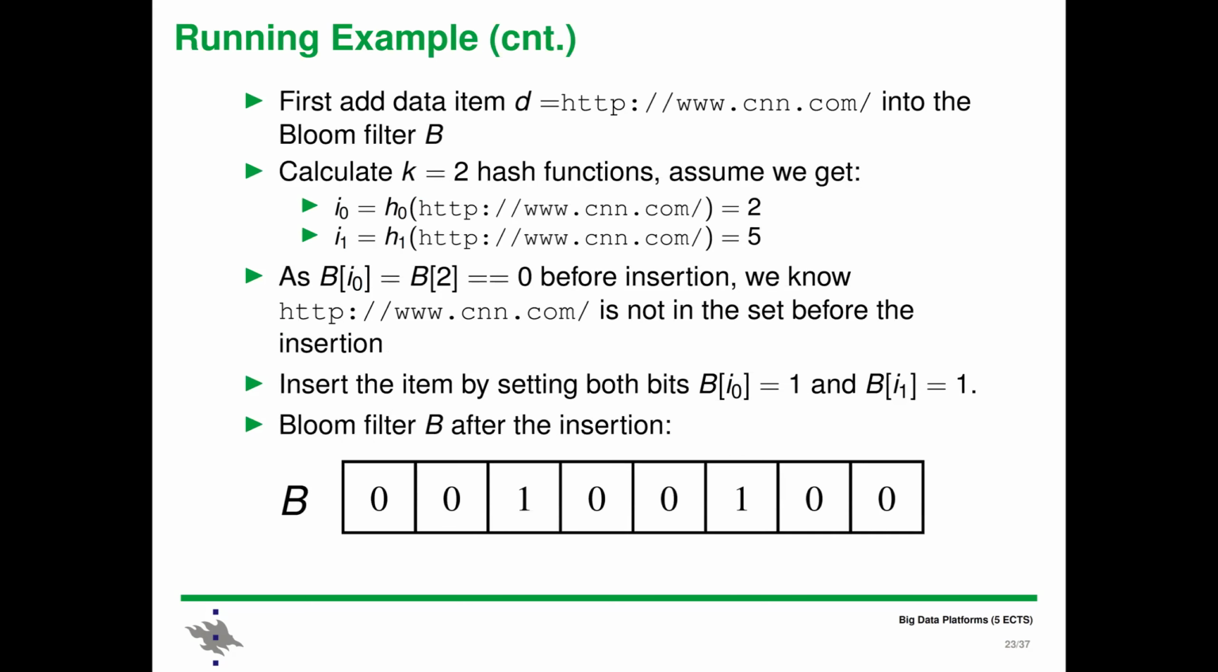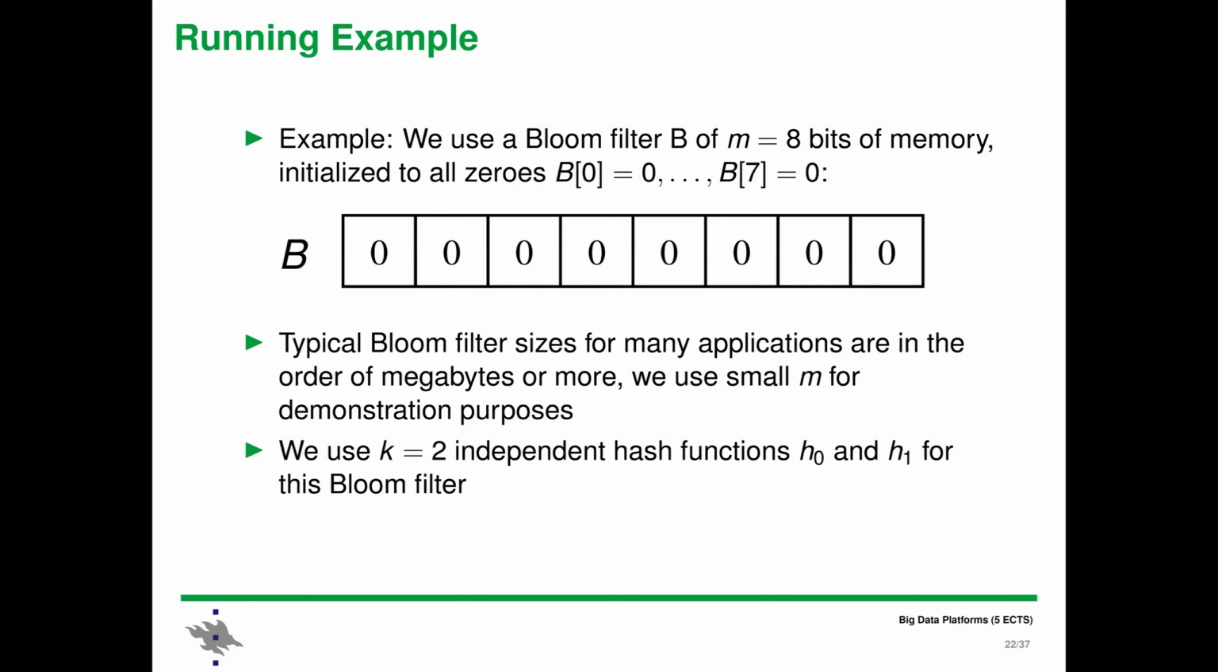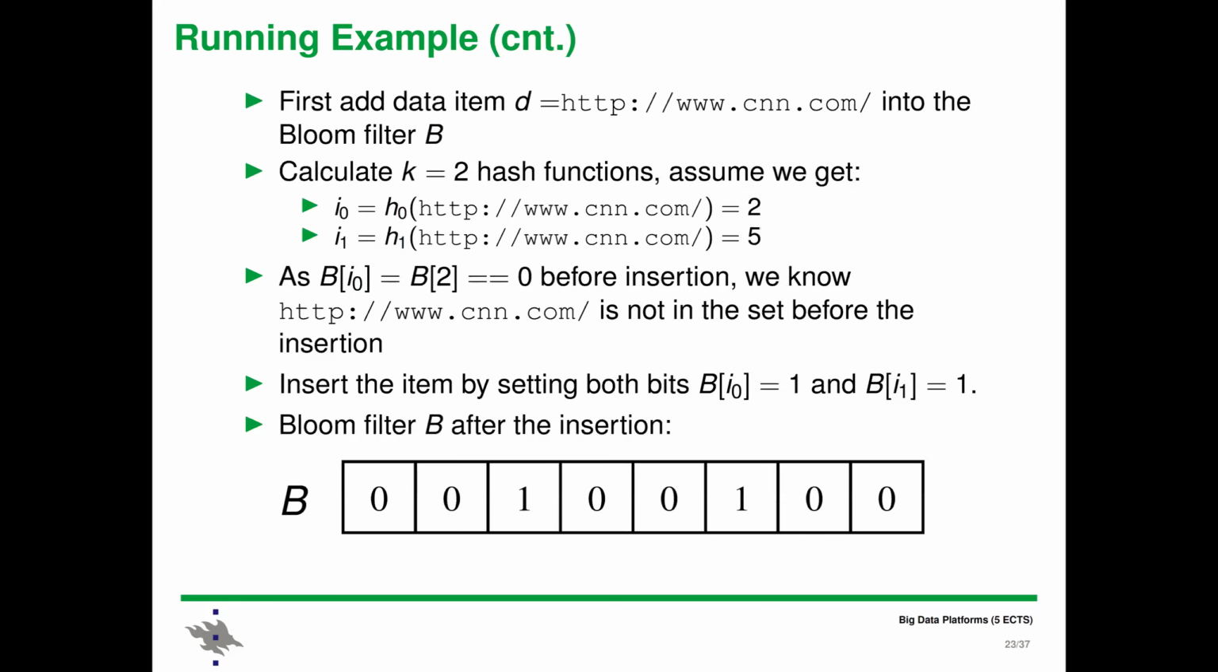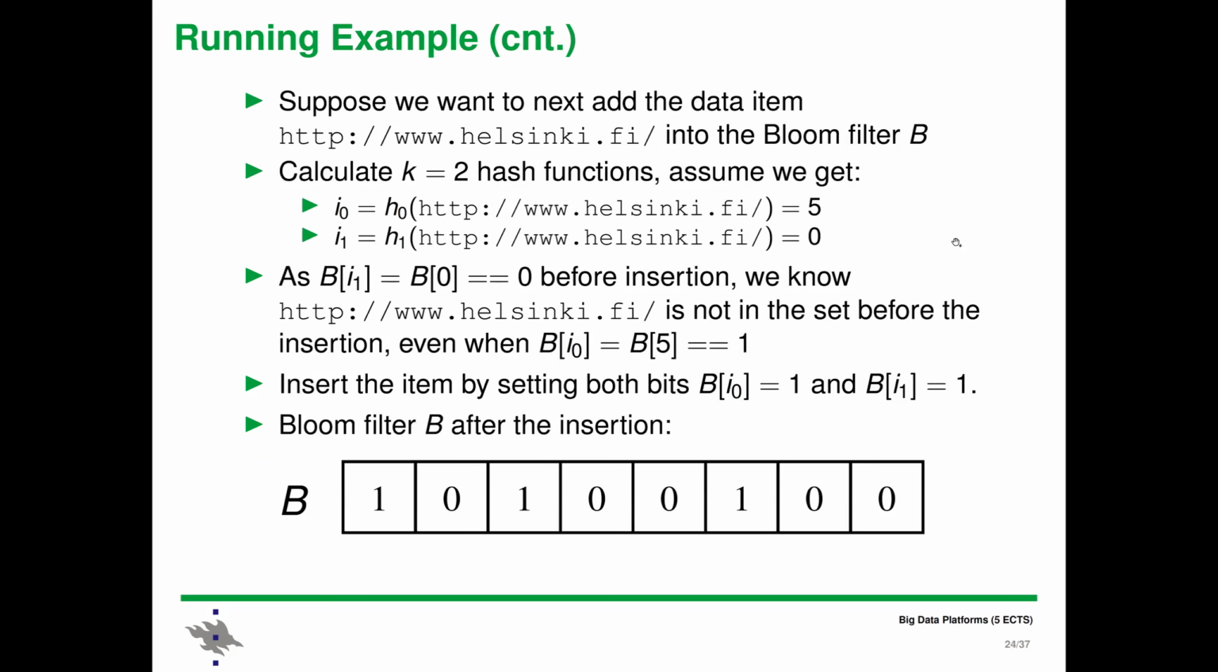Okay, so let's go back. We had this running example, and after adding CNN.com, we had this Bloom filter, and we were certain that CNN.com wasn't there because the bit position 2 was 0 before we added this data item D. Then let's suppose we need to add the item www.helsinki.fi, and let's assume that after calculating the k equals 2 hash functions, we get the positions 5 and 0.